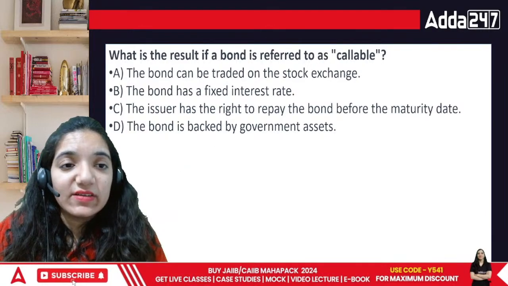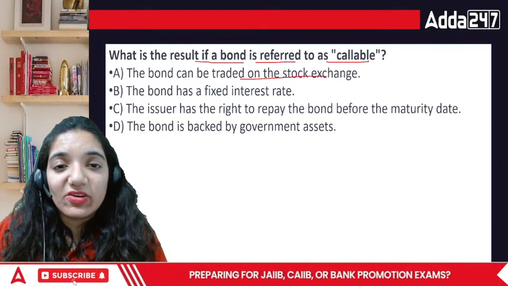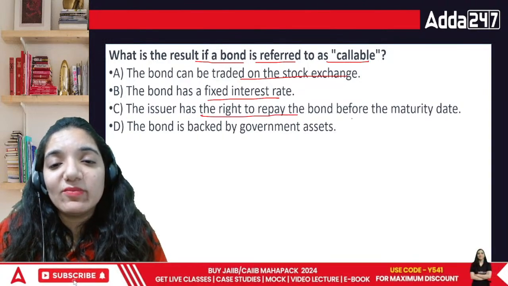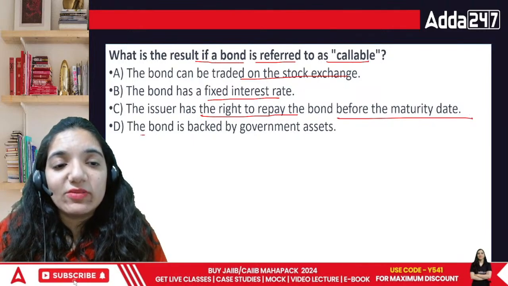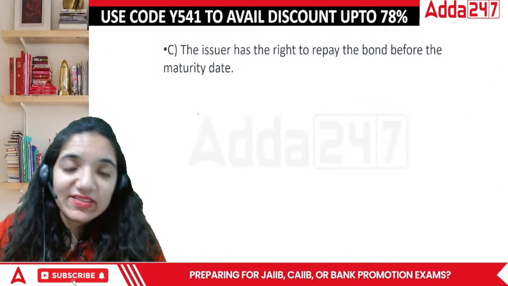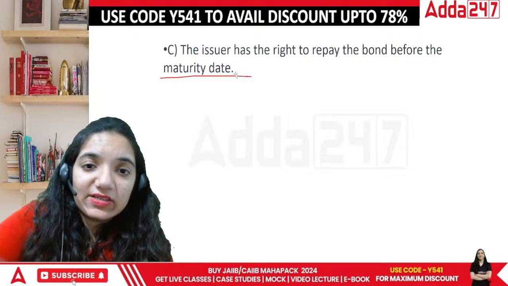So that's the answer. Acha, what is the result if the bond is referred to as callable? The bond can be traded on the stock exchange. It is for a fixed period. The issuer has the right to repay the bond before the maturity date, or the bond is backed up. If we have done this question in a similar method, the answer is C, everyone. It just has to be paid before the maturity date.